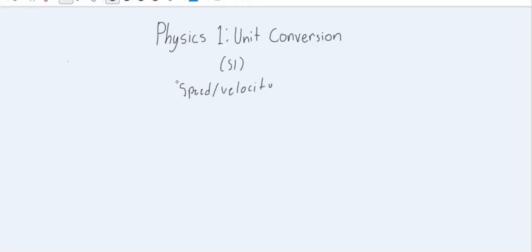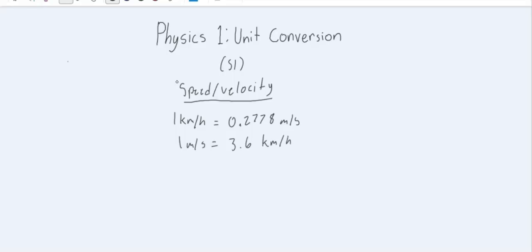Speed/velocity, which for the record are 2 different things, but we'll get into that in a later video. So 1 kilometer per hour equates to 0.2778 meters per second. And 1 meter per second equates to 3.6 kilometers per hour.